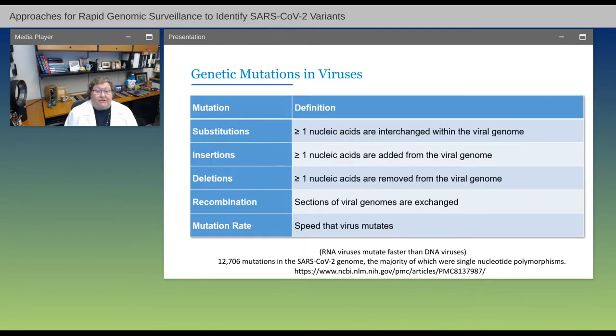Now, what is a mutation? Just a little refresher for everyone. A mutation can be a substitution wherein one or more nucleic acids are interchanged, switched. It can be an insertion where one or more nucleic acids are inserted into the viral genome. It can be a deletion where they're taken away. It can be a recombination where pieces will switch. Sections of the viral genome are exchanged. And the mutation rate is a term we use to characterize the speed at which the virus mutates.